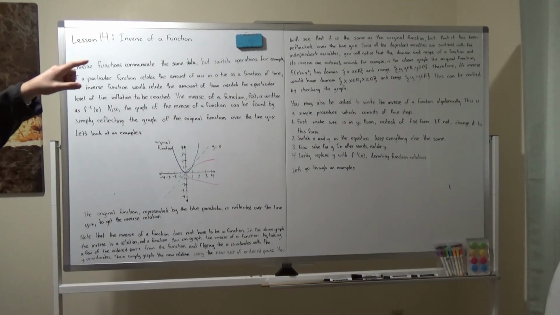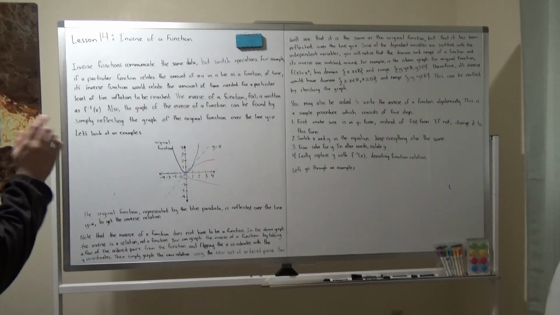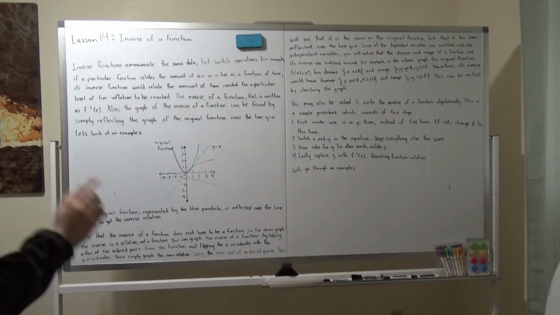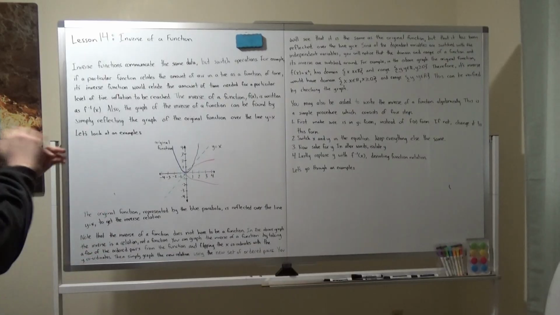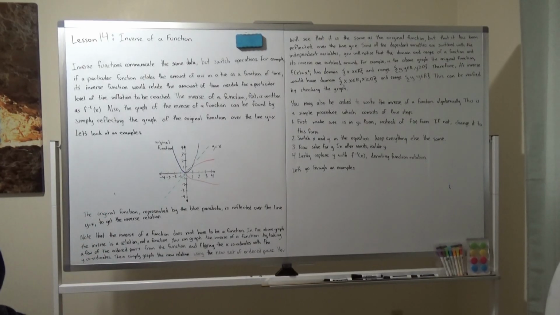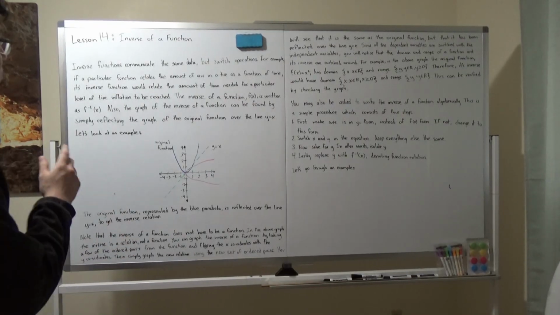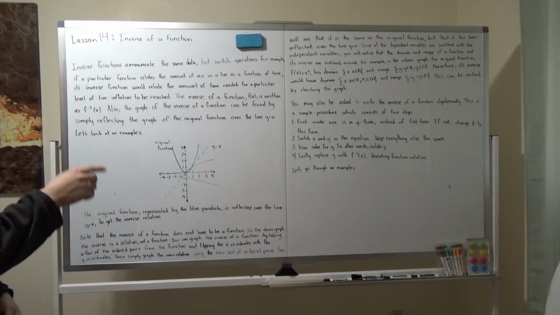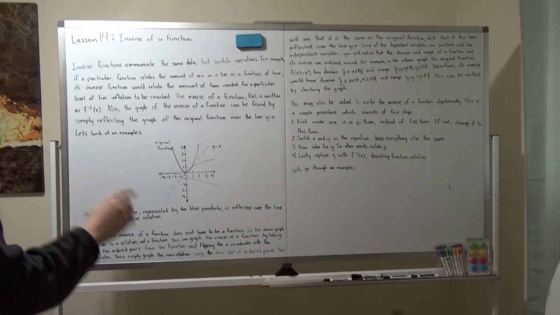Lesson 14, inverse of a function. Inverse functions communicate the same data, but they switch operations. For example, if a particular function relates the amount of air in a tire as a function of time, its inverse function would relate the amount of time needed for a particular level of tire inflation to be reached.